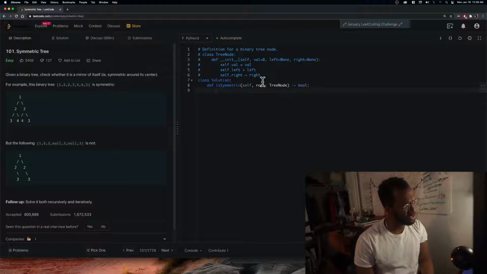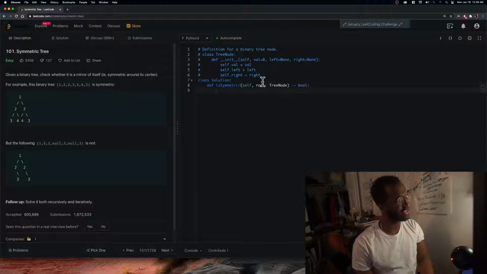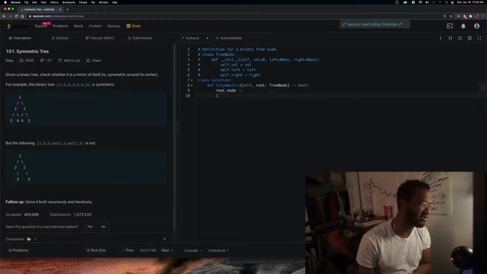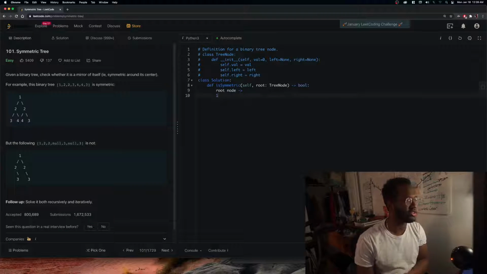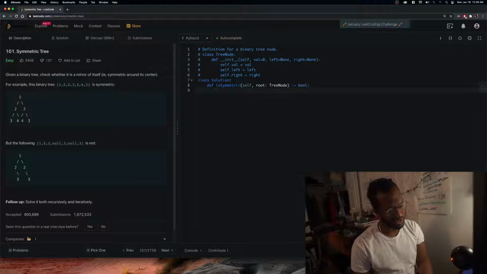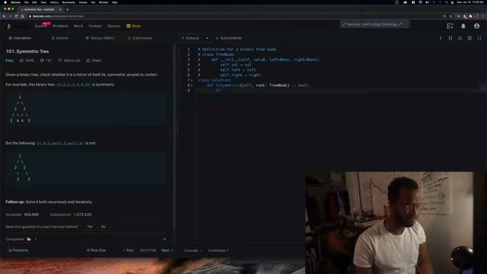But even before we start that, let's look at some cheesy input. If they pass in a root node, and the root node is just 1, is this symmetrical? Well, yeah, it's symmetrical because there's only one node in the tree. So it has to be symmetrical. There's nothing for it to be unsymmetrical with. And so the first thing we can do to get that out of the way, we can say if.